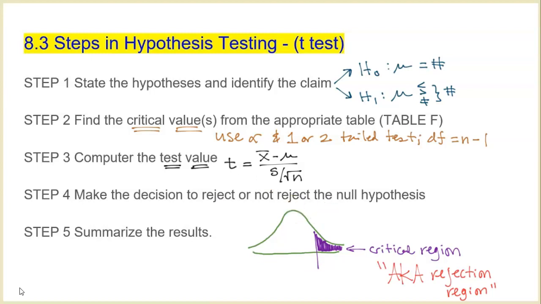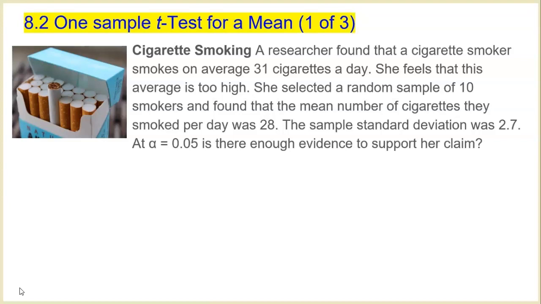So more or less, we look at the same steps for 8.3. We just have an additional process, which is we need to estimate the standard deviation with s, the sample standard deviation, and then we also use a different table to find our critical value than we did in section 8.2. So let's look at an example. We have 3 examples to kind of represent the 3 different types of tests you can do. 2 one-tailed and 1 two-tailed.